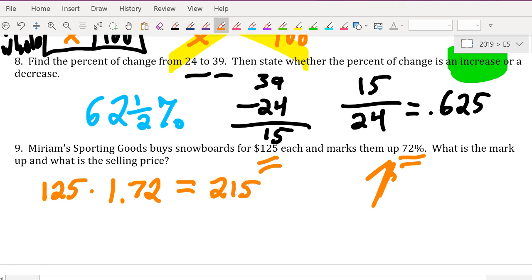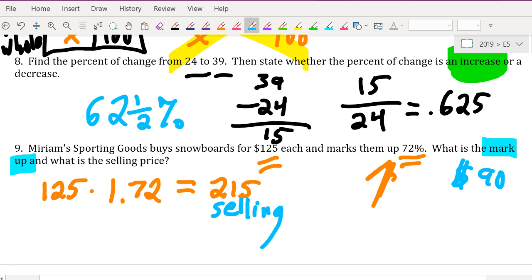However, it also asks you for the amount of the markup. $90. So that was 0.72 times 125, so $90. So I guess I was wrong because I forgot it's asking you for 2 answers. This is the selling price. Why is it 1.72? It's 1.72 because you also have the original amount plus the 72%. So we're finding 172%, which is 1.72.